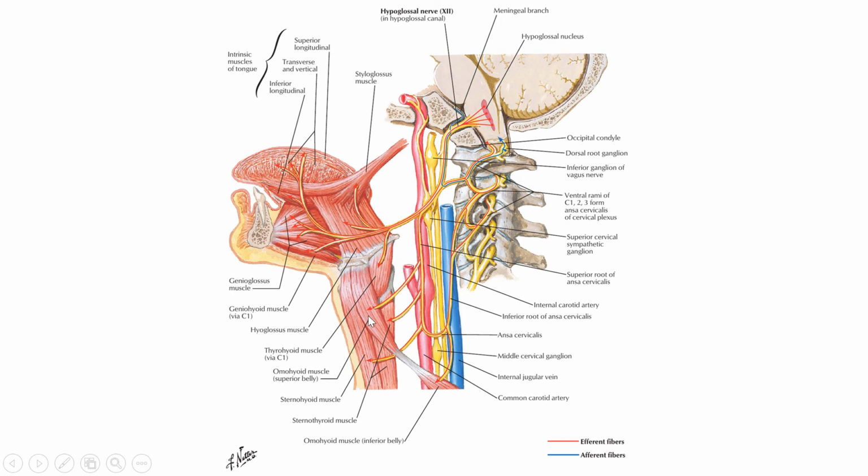So out of four, three muscles which are strap muscles or infrahyoid muscles are supplied by branches from the ansa cervicalis. These are branches, and this loop is called the ansa cervicalis. They supply all the muscles except for thyrohyoid, which is supplied by C1 fibers through the hypoglossal nerve here.